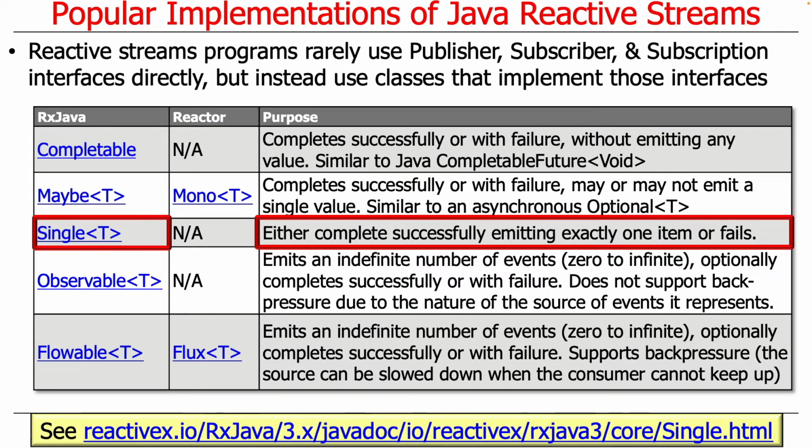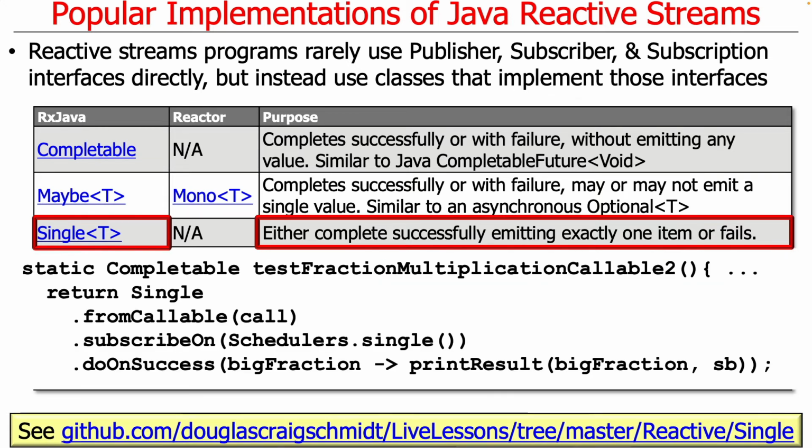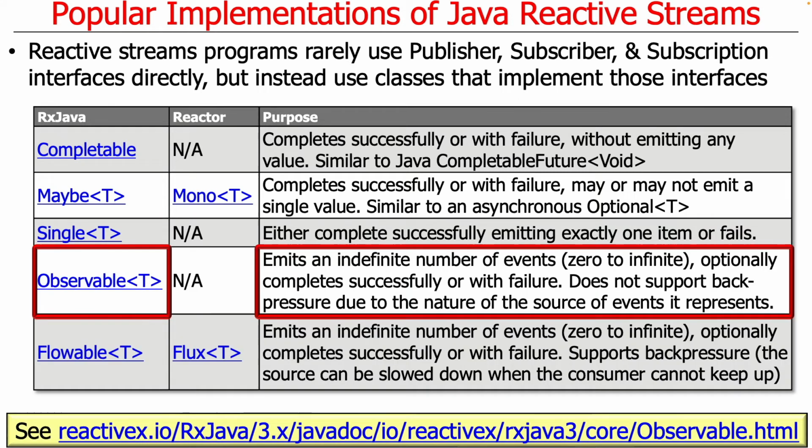Moving on to RxJava, which is really our primary focus in this class. The first class is called single, which is basically very similar to a mono, and it either completes successfully emitting exactly one item or it fails. And there's some cool examples of that. We're going to look at a bunch of those as we go through the course.